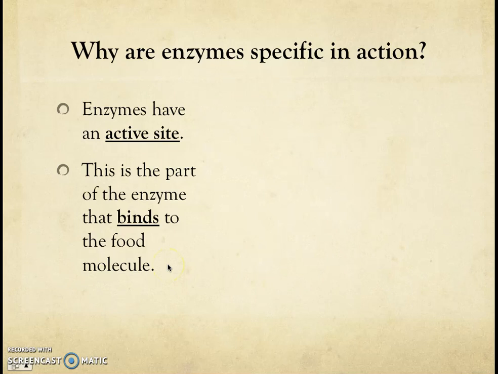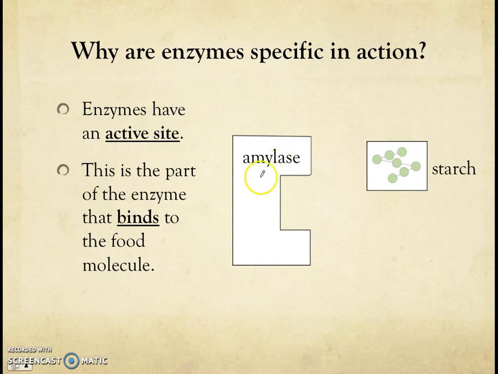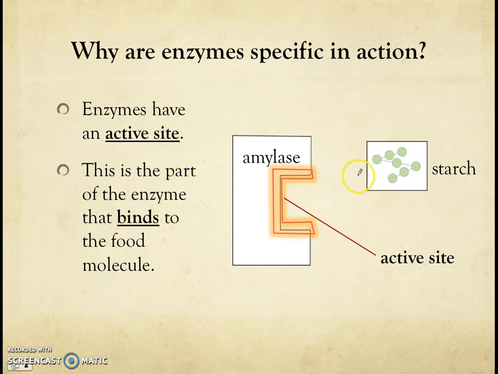Now, why are enzymes specific in action? Well, to answer this question, we need to look closer at the enzyme. So here's amylase, our enzyme. Now every enzyme has what we call an active site. This active site is a pocket or a depression in the enzyme. So in my diagram here's my active site, this is the pocket, and it is the part of the enzyme that binds to the food molecule. So starch binds to amylase, binds to the active site of amylase.